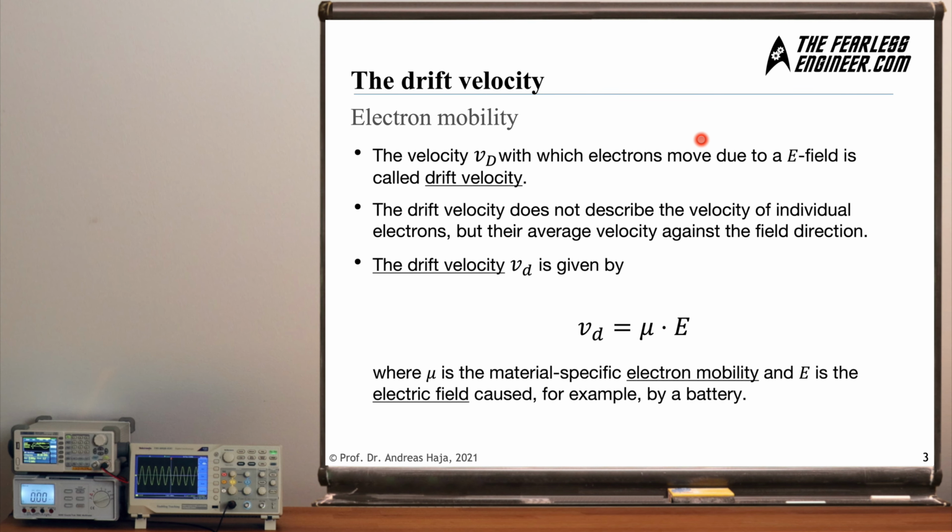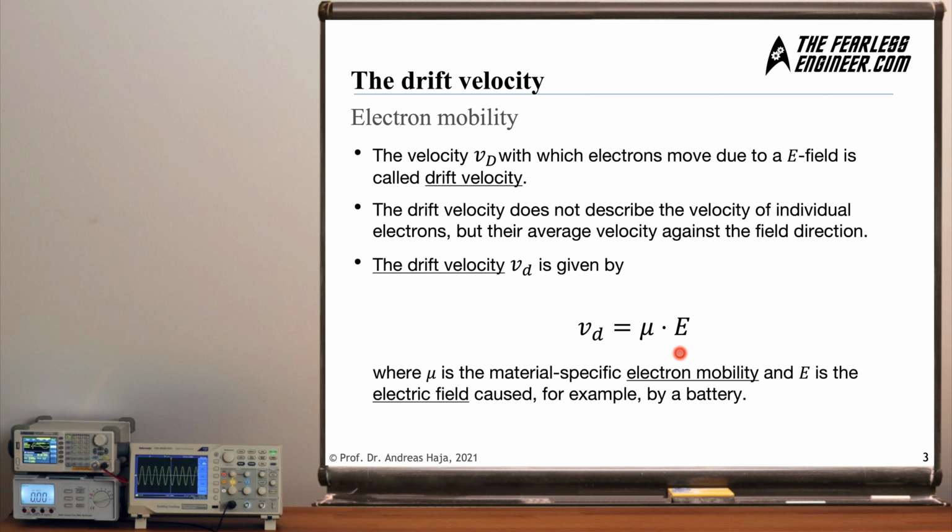If you bring a cloud of electrons under the influence of an electric field, you will find that this cloud starts to move along in a certain direction, and the speed with which they move along these particles is called drift velocity, Vd. And this drift velocity does not describe the velocity of an individual electron in this cloud, but rather it's the average velocity of the entire cloud against the field direction. And the drift velocity Vd is given by the following formula. It's called Vd equals the electron mobility times the electric field.